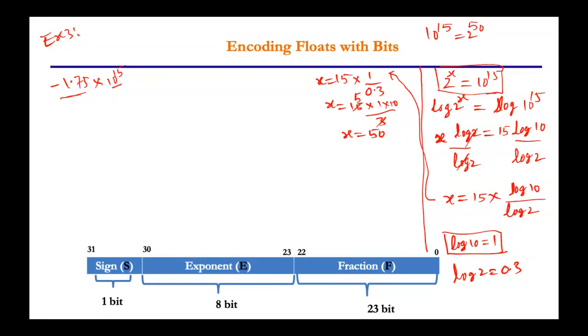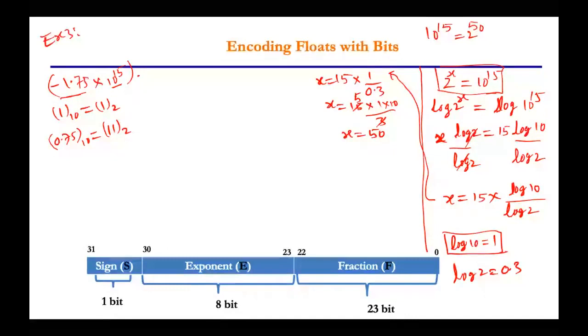Now try to convert this portion. In the integer part, the 1 of your decimal is equal to 1 in binary. Then the 0.75 of your fraction, if you convert this into binary, is equal to 11. If you do the same operation which we did, then this total number in binary format is 1.11.